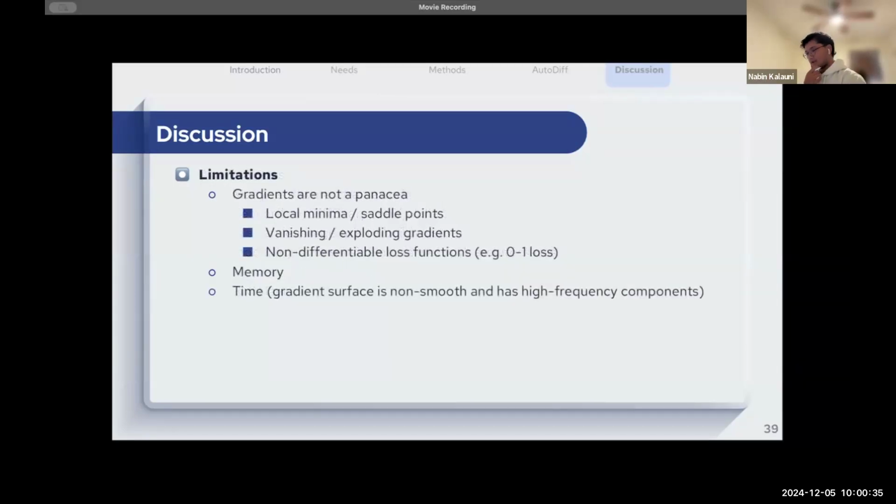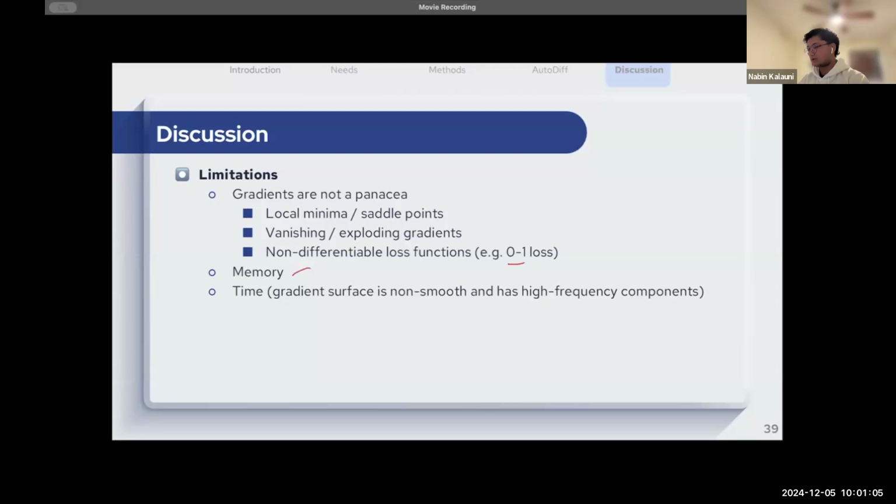So finally, the limitations again: gradients are not a panacea. There are many problems with gradients. Again, it comes back all the way to no free lunch. If there are local minima or saddle points, then gradients can cause some problems. Again, there are known problems with vanishing and exploding gradients. And if the loss function itself, for example a binary loss function like a 0 or 1, is non-differentiable, right? If you have non-smooth functions like this, then gradients are not going to work.